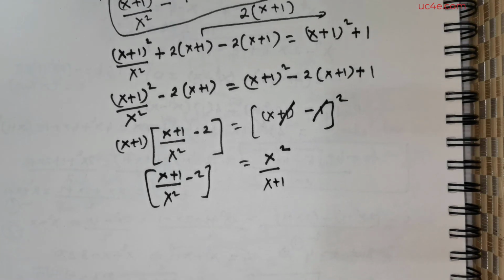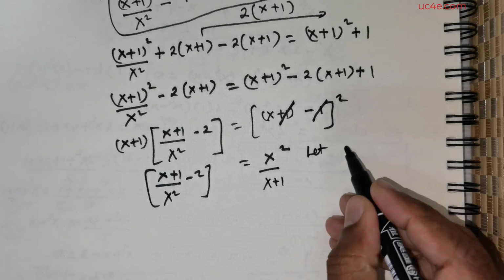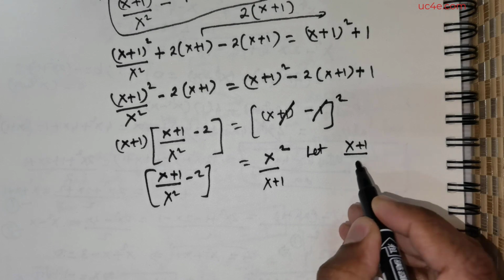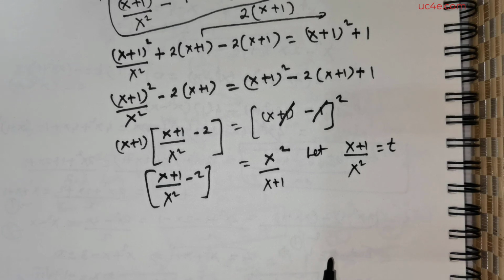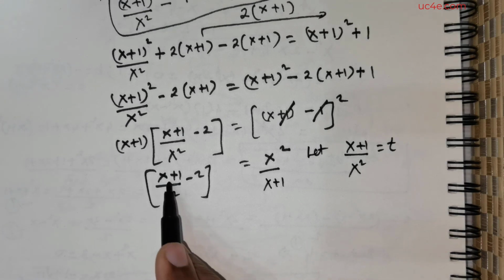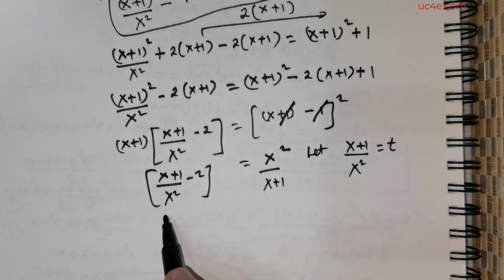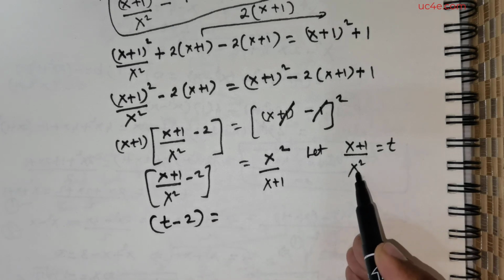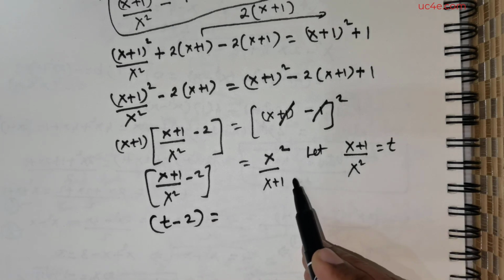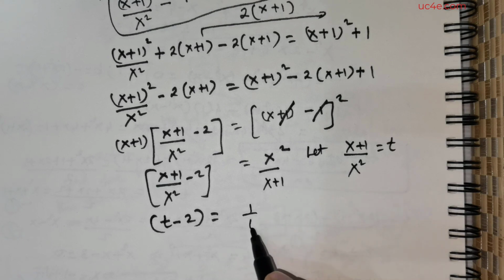Now I would like to introduce a new variable. For introducing the new variable, let (x+1) divided by x squared be equal to t. What happens here? This is going to be my (x+1) over x squared, and I need to place t there. So t minus 2, that's one side, and in this case, (x+1) over x squared is t, so this is going to be my 1 over t, right?